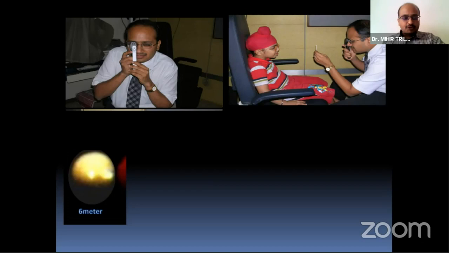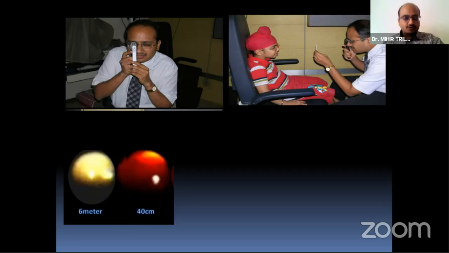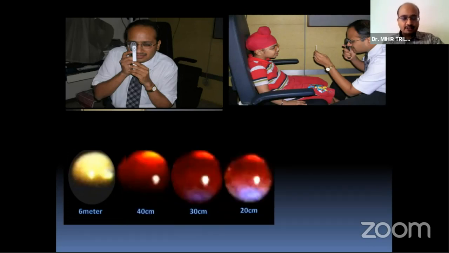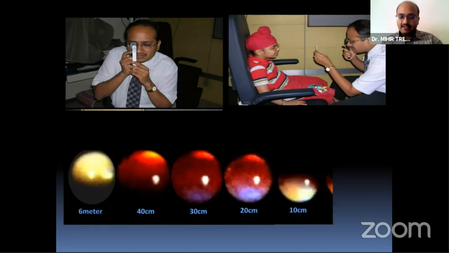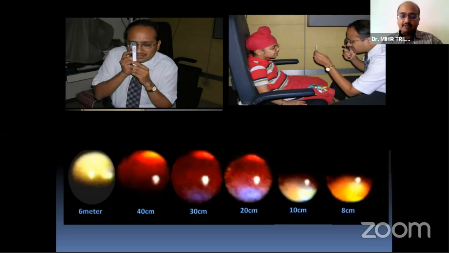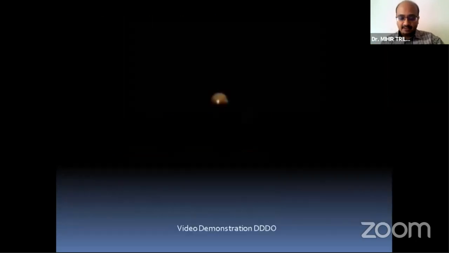When the child looks at a distance, you can notice a superior crescent, and as the child starts accommodating, the crescent of the red reflex starts moving, reducing in the upper segment, and a new crescent starts appearing inferiorly that tends to keep becoming bigger in size. So more the accommodation, bigger is the crescent inferiorly.